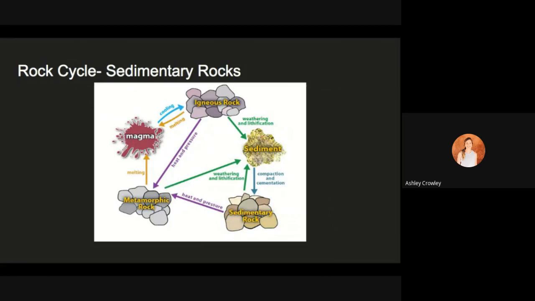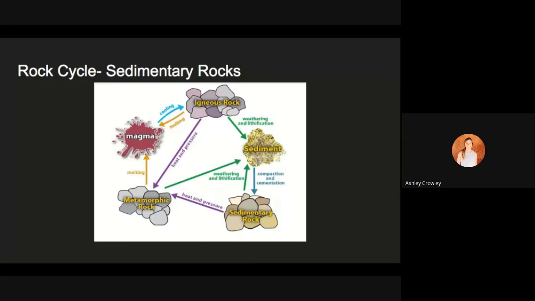So let's talk through sedimentary rocks for just a minute, and then I will explain a little bit more in depth your assignment, and then I'll let you get to work. Sedimentary rocks are my favorite type of rocks, which sounds kind of weird. But like we did earlier in the year, there's three main groups of rocks. You have igneous rocks, sedimentary rocks, and metamorphic rocks.